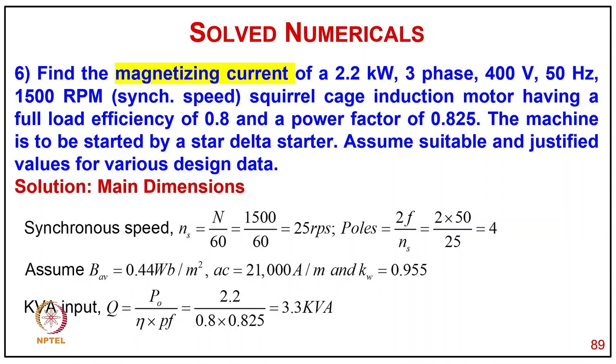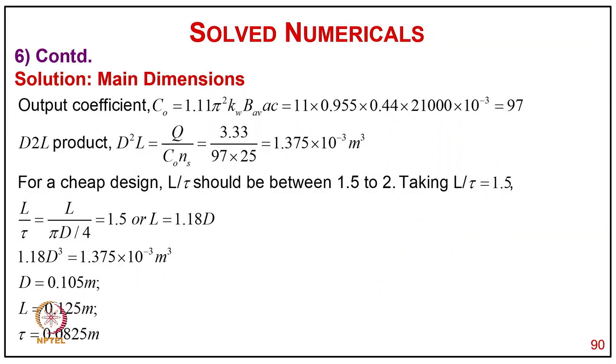So coming to synchronous speed, it's ns equal to n upon s, so it comes to 25 rps, and poles are 2f upon s. Taking an average flux density of 0.44 tesla, ampere conductor per meter 21,000 and winding factor 0.955. So the kVA input Q equals P upon eta into power factor, so it comes to 3.3 kVA. Now coming to the output coefficient, C0 equal to 1.11 pi square Kw B average into AC. So putting values, it comes to 97.